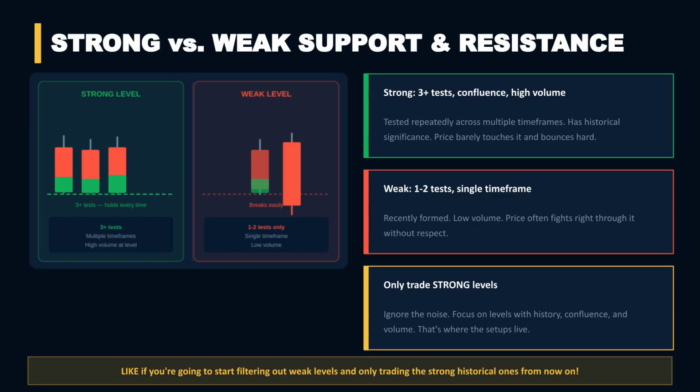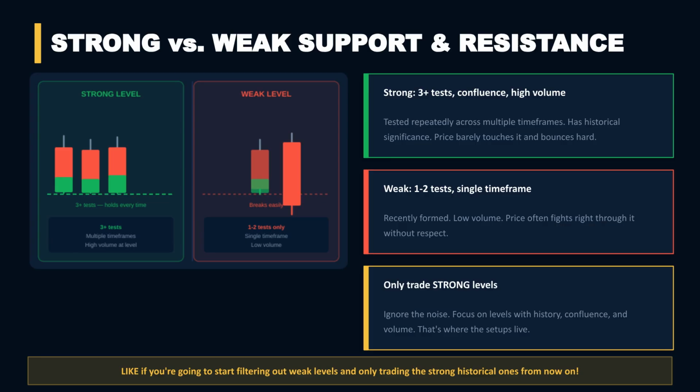Not all support and resistance levels are equal. Some matter, some don't. A strong support level is one that's been tested multiple times and held. Think of a support level that's held for 3 months. Price has bounced off it over and over. That level is strong. A strong support level also shows up across multiple time frames. So it matters on the 5-minute, the 15-minute, the hourly, maybe even the daily.